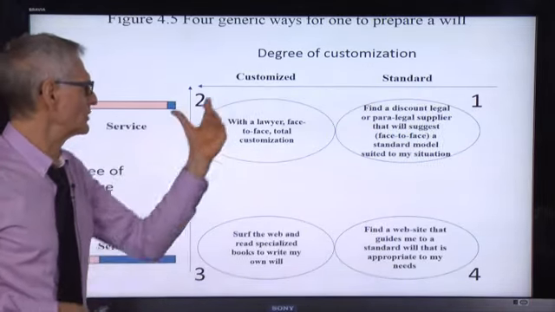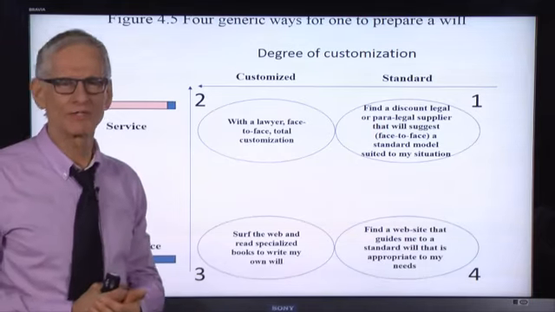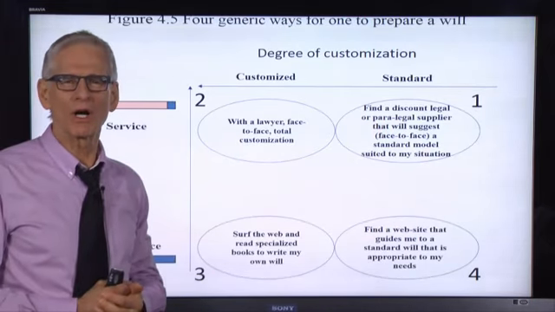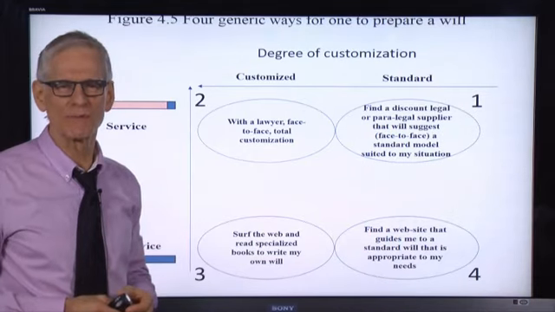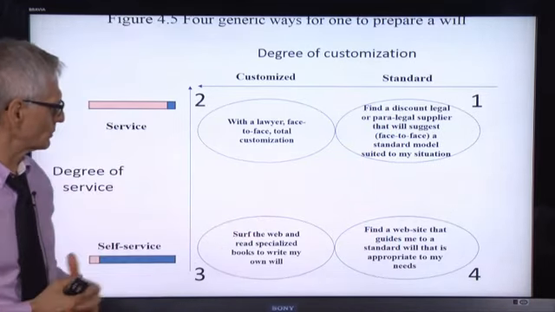Now, another important dimension is whether they want a standard will or something customized to their very preference, their very own idiosyncrasies. This gives you 4 quadrants.